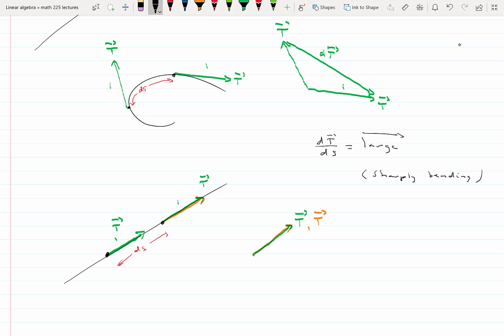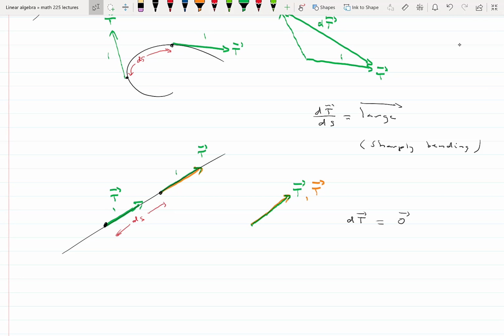So what is dT? It's the zero vector. There is no change in the vector. So dT divided by ds is the zero vector multiplied by 1 over ds. It's 0. There's no bending, no curvature, no bending whatsoever. So this vector, the derivative of T with respect to arc length, is something that we're going to use to actually define curvature mathematically.